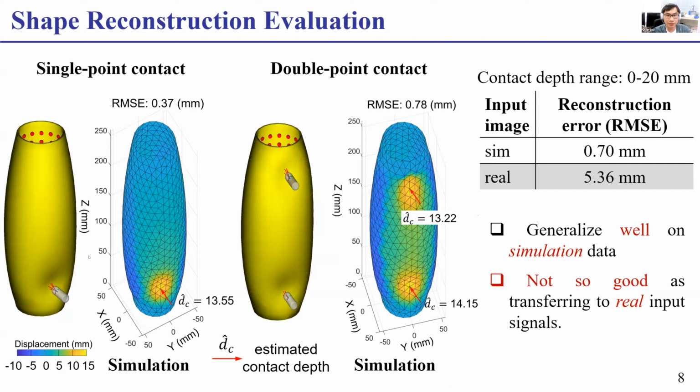Here, we evaluate the performance of the trained model on the shape reconstruction task. Not only do we evaluate the model on the simulation images, but we also verify the transferability of the model on the real ones. But unfortunately, the results show that the model could generalize well on the validation simulation images, but not on the real data, which have about 0.7 and 5 millimeter of root mean square error, respectively.